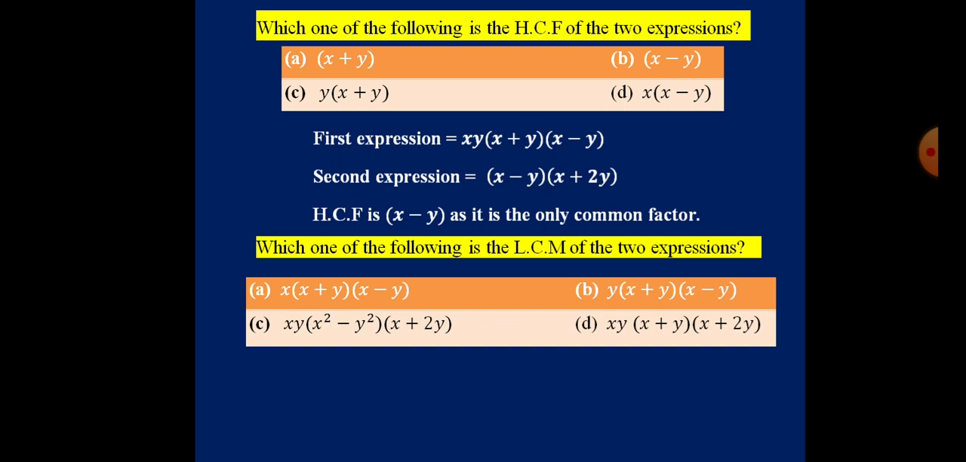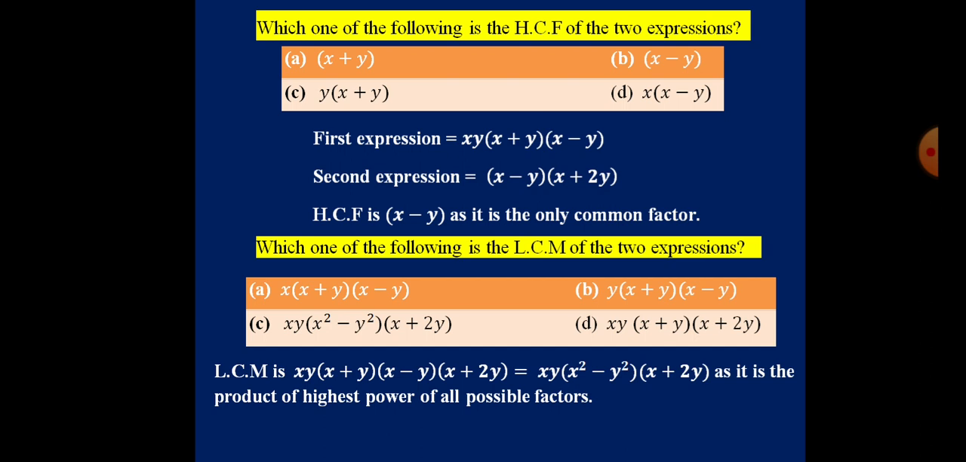Okay, that means for xy, you need to take xy, x plus y should also be included, x minus y. X minus y is present in both the expressions, so we need to take one, and x plus y is present in second but not in first. Well, it doesn't matter, we need to take that one also. Here is your LCM, xy times x plus y, x minus y, and x plus 2y. And you can see that x plus y and x minus y can be written as x squared minus y squared. So in that case, option C is the correct answer.